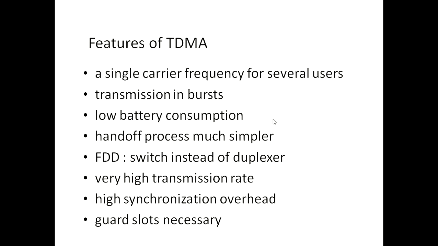That's all about today's class. Next class we will see CDMA. After completing CDMA, we will see how to do the problems in FDMA, TDMA and CDMA by using the formulas we have seen so far.